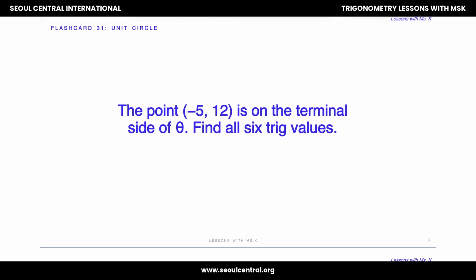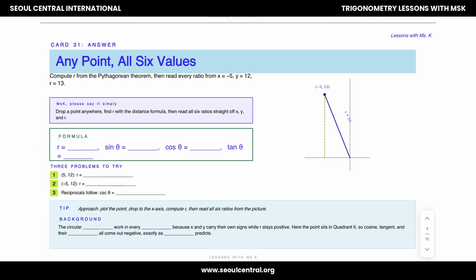Flashcard 31. The point -5, 12 is on the terminal side of theta. Find all 6 trig values. Any point, all 6 values. Compute r from the Pythagorean theorem. Then read every ratio from x equals -5, y equals 12, and r equals 13.